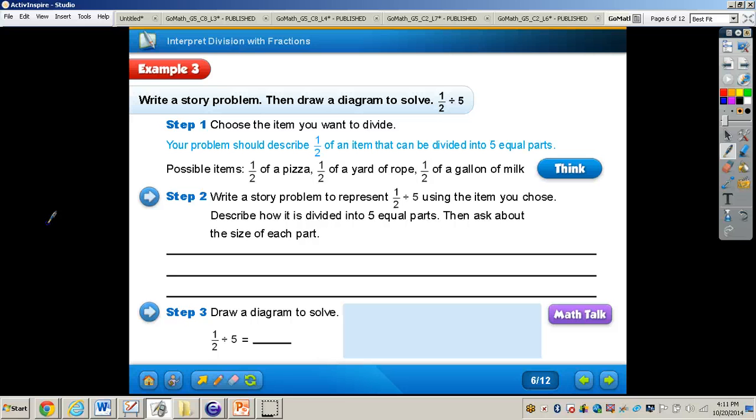And I want you to write a story problem, step 2, representing 1/2 divided by 5 using the item you chose, and describe how it is divided into 5 equal parts, then ask about the size of each part. Okay, so I want you to write out your story problem. I'm going to write mine out. If you want to keep working with me, that's fine. If you're good to do this all by yourself, that's okay. All right, so if you're working independently, I do want you to pause the video now.